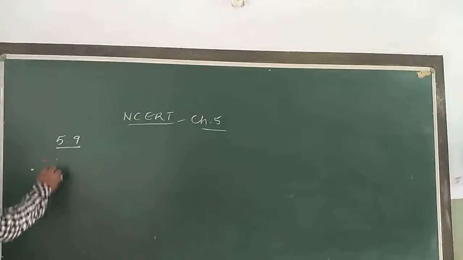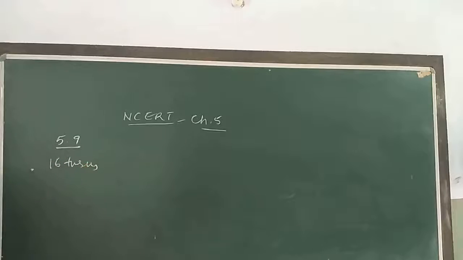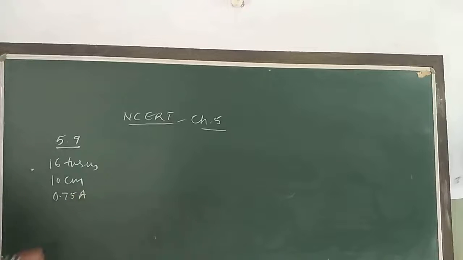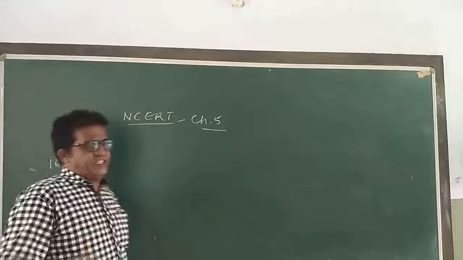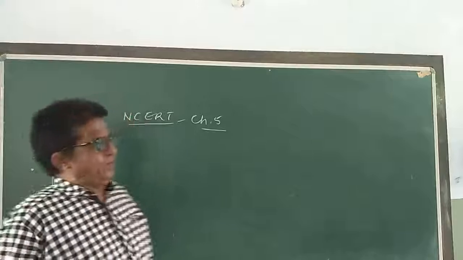A circular coil of 16 turns and radius 10 centimeter carrying a current 0.75 ampere rests with its plane normal to the external field of magnitude 5 into 10 raised to minus 2 Tesla. This can also become a case study question in which some lines are given to you.